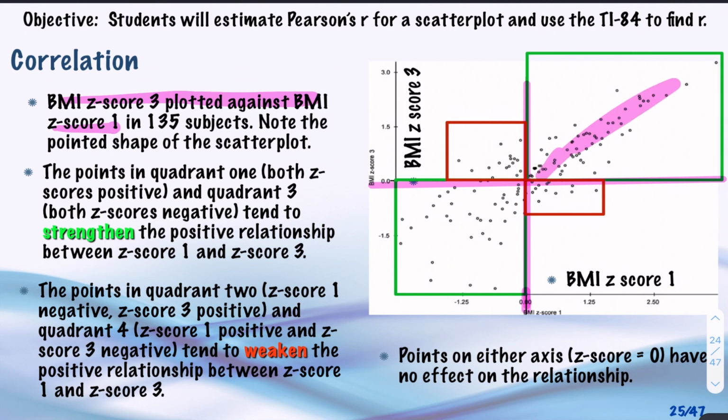The points in quadrant 1 and quadrant 3, with either both z-scores being positive or both z-scores being negative, tend to strengthen the positive relationship because those are giving us our positive values. And the z-scores that are in quadrant 2 or quadrant 4 are opposing our relationship, and they're bringing our cumulative strength down, or they're weakening the positive relationship between z-score 1 and z-score 3. I hope you see that. We have smaller amounts that are weakening, and we have mostly values in the first and third, giving us a positive linear association. Note, points on either axes, so either the vertical axis or the horizontal axis, have no effect on the relationship because the net effect is 0.